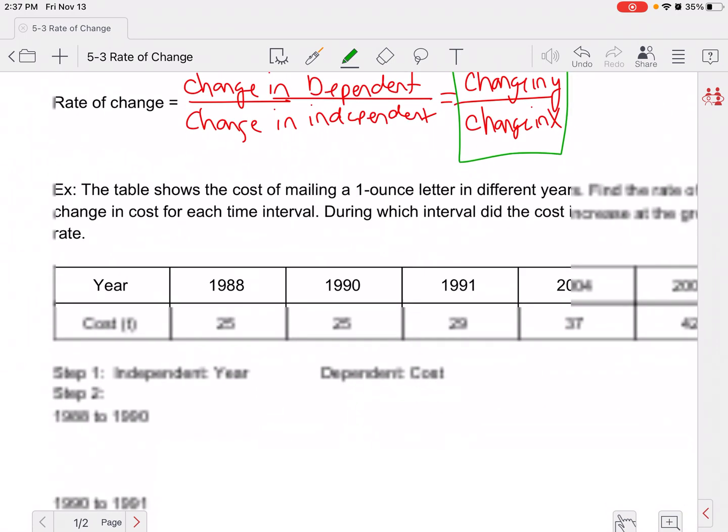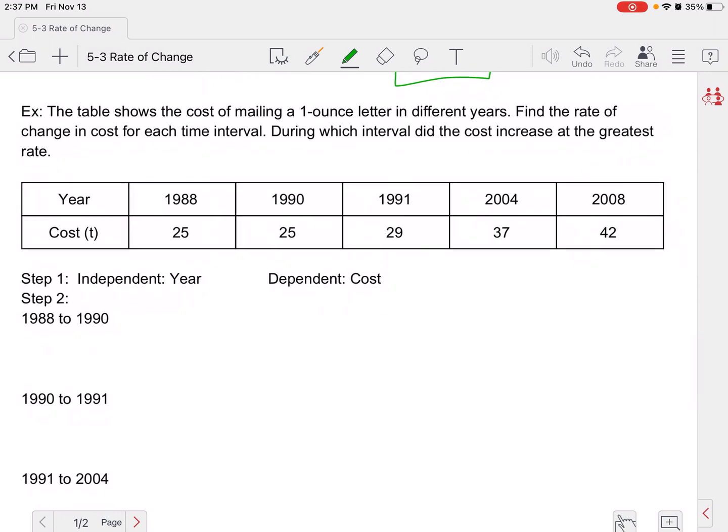So let's look at an example problem. We have the table shows the cost of mailing a 1 ounce letter in different years. We're going to find the rate of change in cost for each interval. During which interval did the cost increase at the greatest rate, okay? So we're going to find the rate for each one of these.